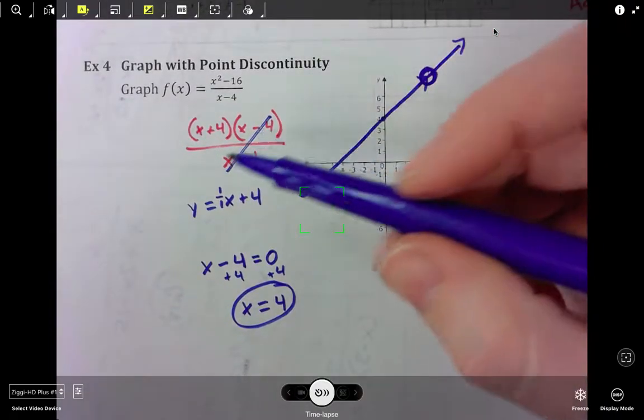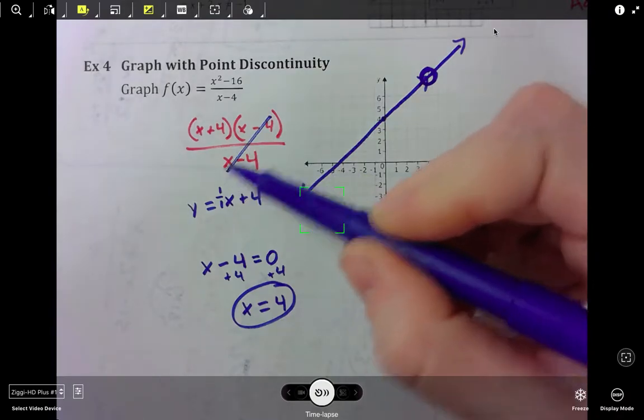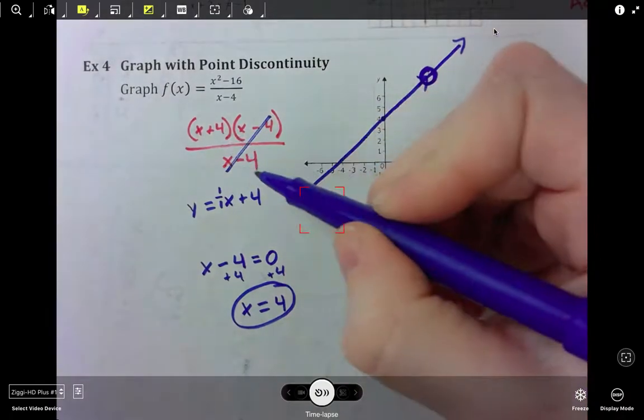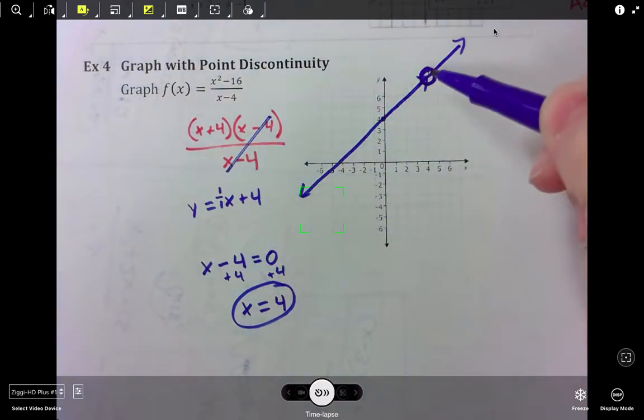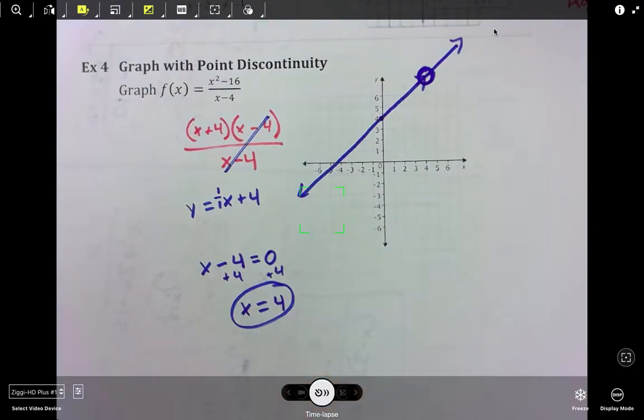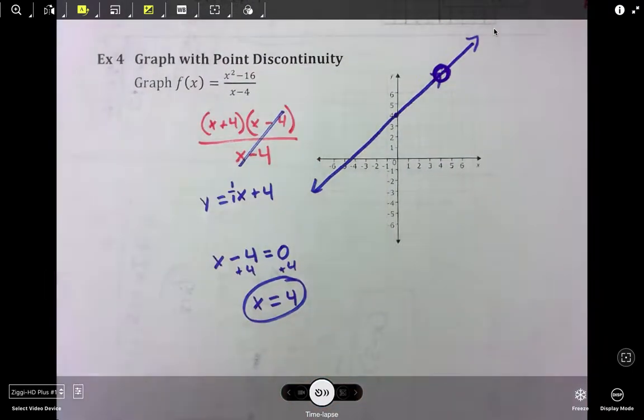So you're just looking at where your graph crosses out, or where your two pieces are the same, setting that part equal to 0, and that's where your hole is. And what's left over after you cross it out, that's the actual line that you're going to graph. That's example 4.